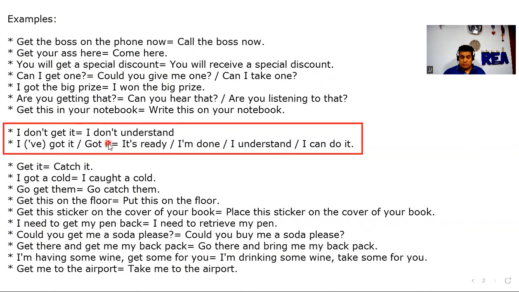Imagine you're explaining a situation and you say, okay, you have to do this, go there, get off there, get in there, get on there, whatever. And the other person says, I don't get it. So I don't understand. We say, I don't get it.